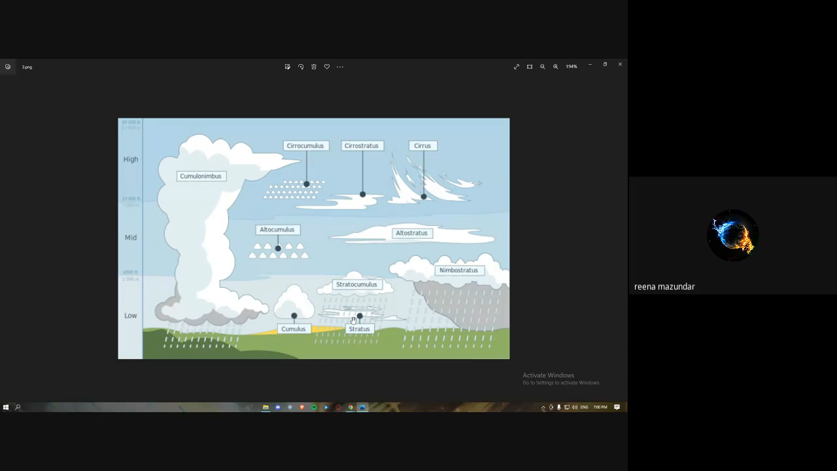So today we are going to start with clouds and humidity, and then we will go with the ocean structure, ocean floor. So first I will start with the clouds. Now all of us know what are clouds.